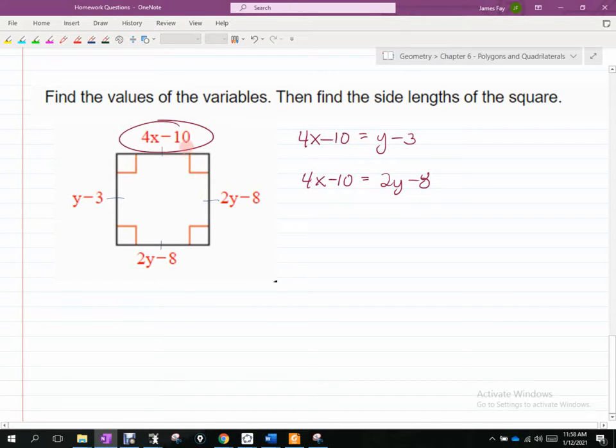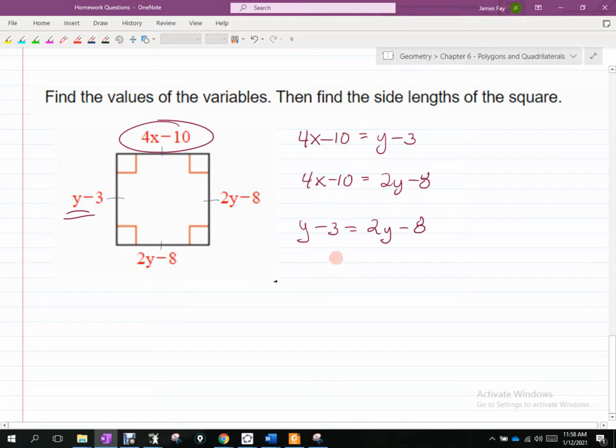Another relationship is to say y minus 3 is equal to 2y minus 8. Does that make sense? Okay. By comparing that one to those two. And if we start comparing other things, we're going to get the same stuff again. So if I take 2y minus 8 compared to y minus 3, well, that's that equation. 2y minus 8 compared to 4x minus 10, well, that's that equation right there.